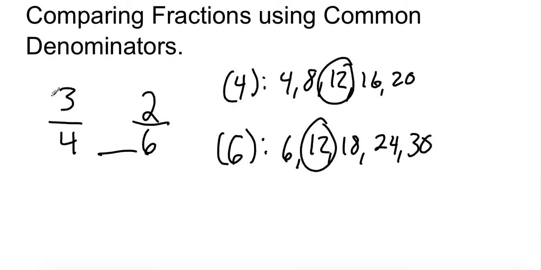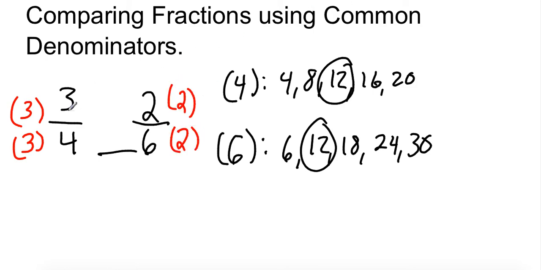So I need to multiply both fractions by a specific factor that allows me to compare the two. So I'll need to multiply 4 by 3 in order to get 12. And I'll need to multiply 6 by 2 in order to get my denominator of 12. So 3 times 3 is 9. My denominator will be 12. 2 times 2 is 4. My denominator is 12. So I can see that 3/4 is greater than 2/6.